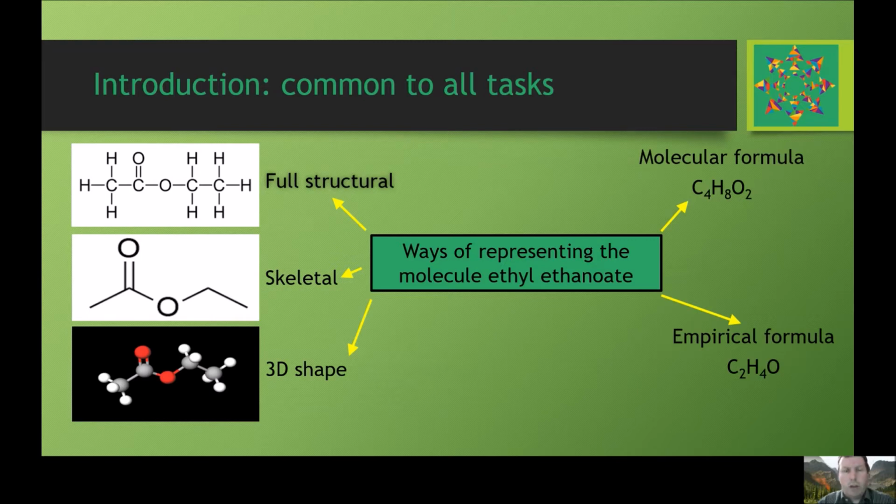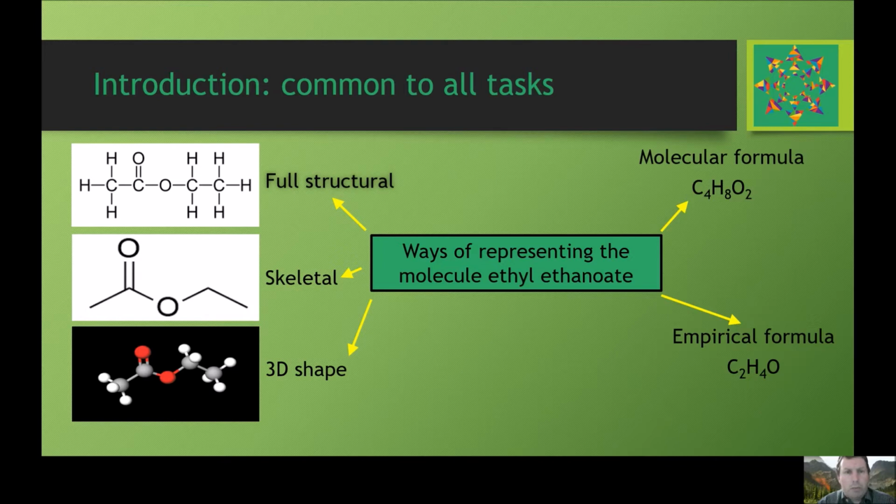Now, I said there's an introduction that you have to do first. This is common to all tasks. So whether you pick E, F or G, you'll need to read through this introduction very carefully first, because it looks at ways of representing organic molecules. And you can see there are 5 ways of representing the molecule ethyl ethanoate shown on the screen now. You may have come across ethyl ethanoate at GCSE. It's an ester, and it's fairly easy to make it in the lab.